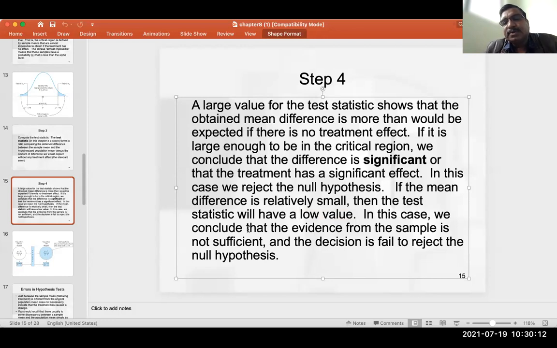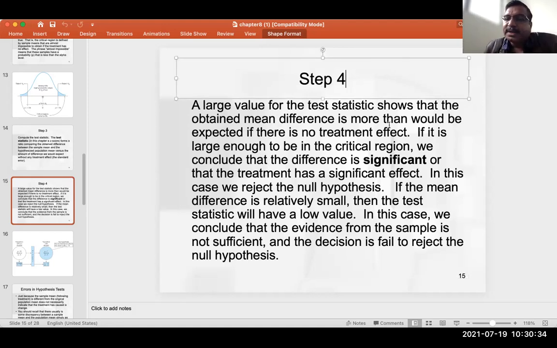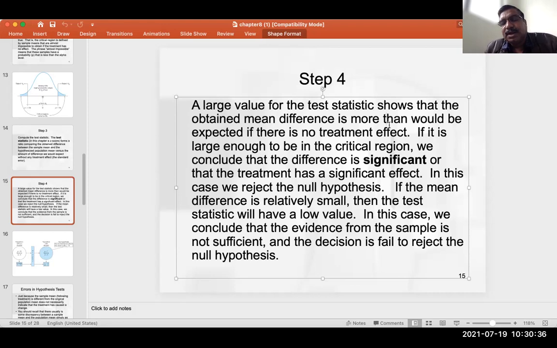In this case, we can conclude that the evidence from the sample is not sufficient. What is the evidence we are getting out of the sample data? It is not sufficient. In that case, we are not going to reject the null hypothesis, right? So this is the final step, to make the decision whether to accept the null hypothesis, reject the null hypothesis or fail to reject. Got it?